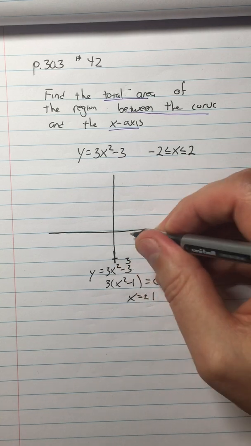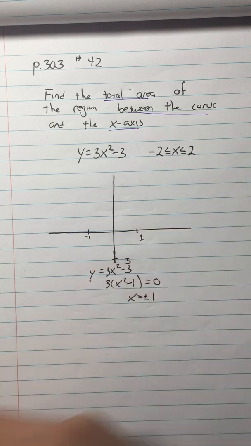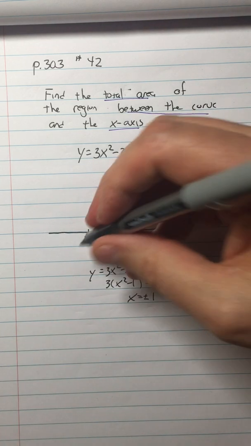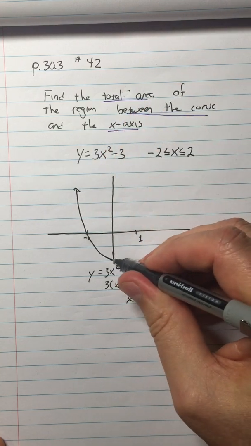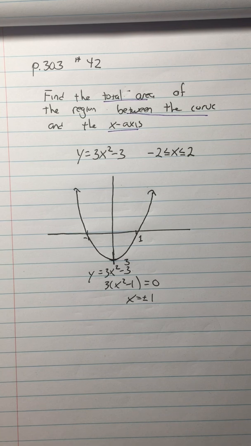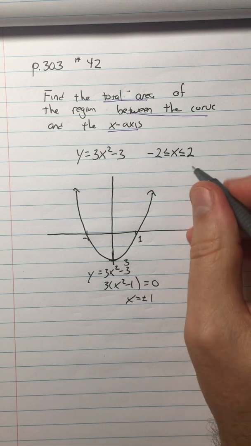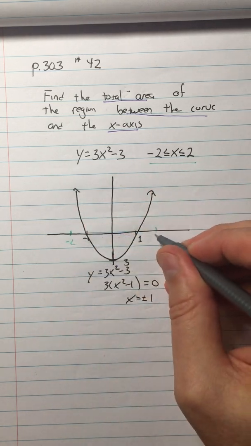So here's 3, here's negative 1, and here's 1. And my graph is a parabola going like this. I'm going to make it nice and wide, because my interval goes from negative 2 to 2. So negative 2 is over here. Positive 2 is over here.